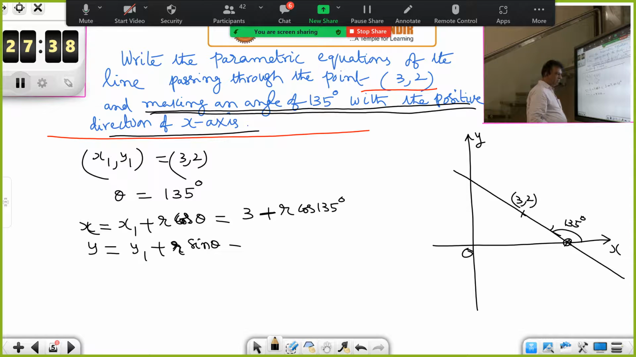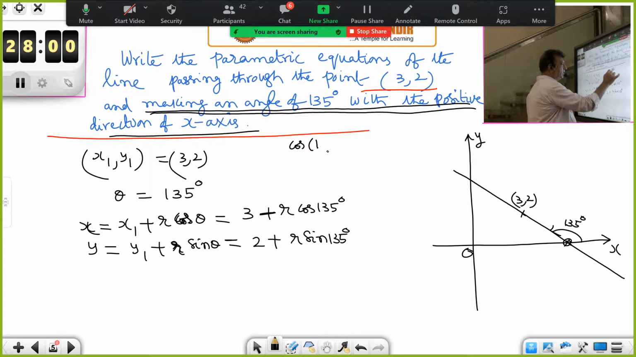Y equal to? 3 plus r sin 135 degrees, sir. Y is equal to? You are saying 3 plus. So 2 plus? r sin 135, sir. Now in the rough work let us do it.